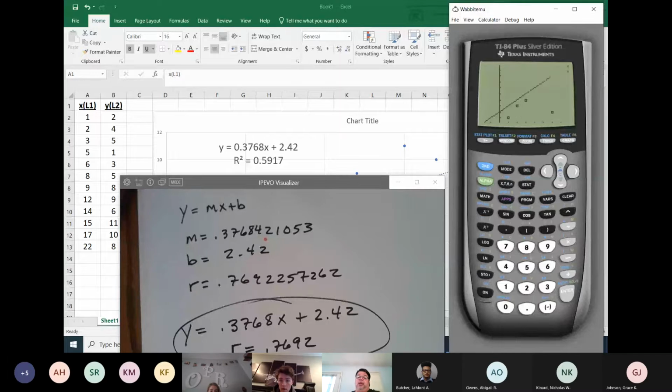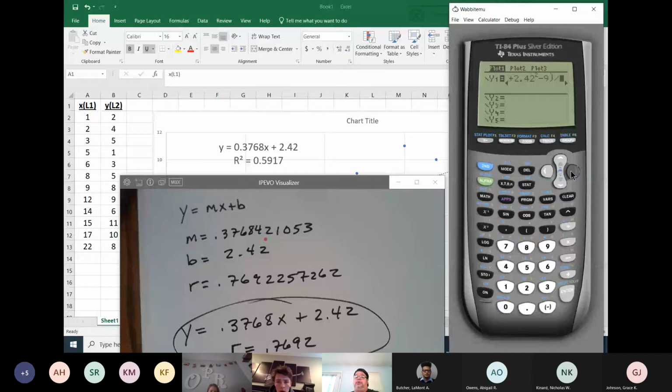Now I've got something in mind. Hit zoom. And go to, I think it's stat. Number 9. There is my points. Now I'm going to go in and put in my line. Y is equal to 0.3768x plus 2.42.